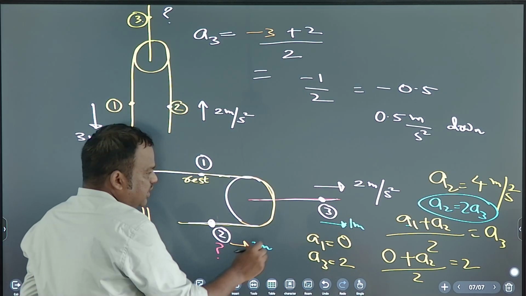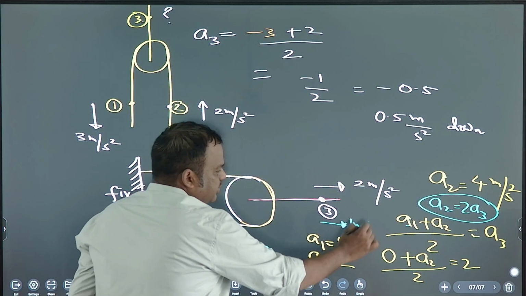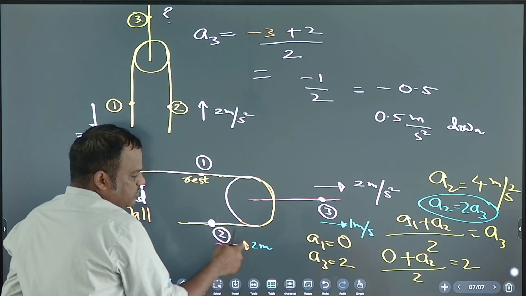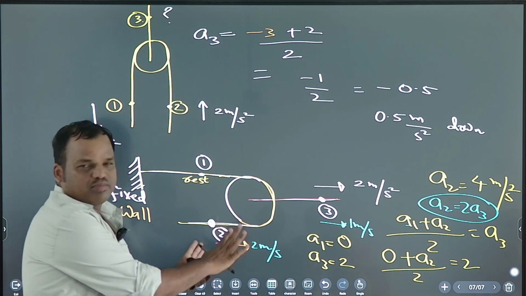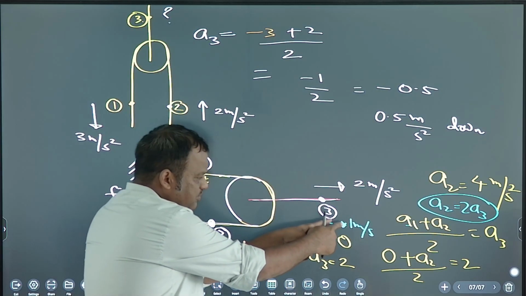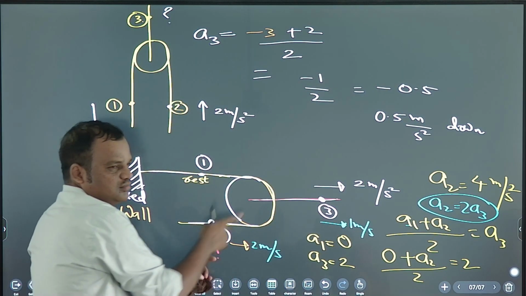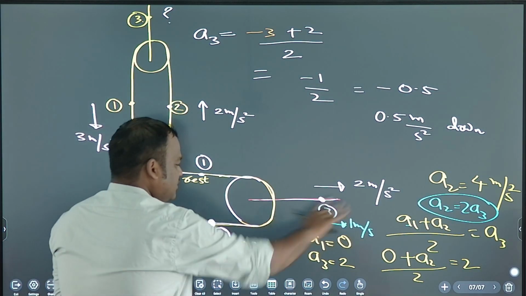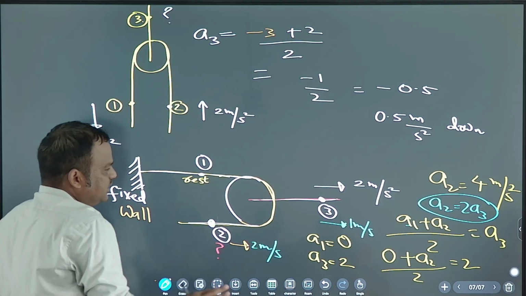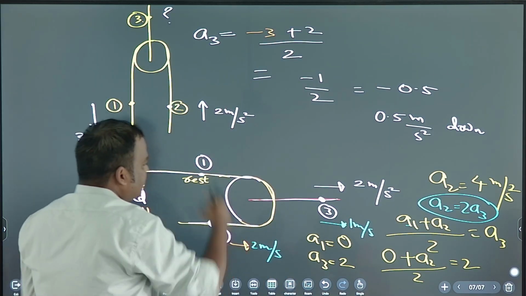Similarly, suppose velocity is 1 meter per second. What is the velocity of this? 2 meter per second. Everything is double. Whatever displacement for this, double. Velocity double, acceleration also double. So next question like this, I will ask in vertical.